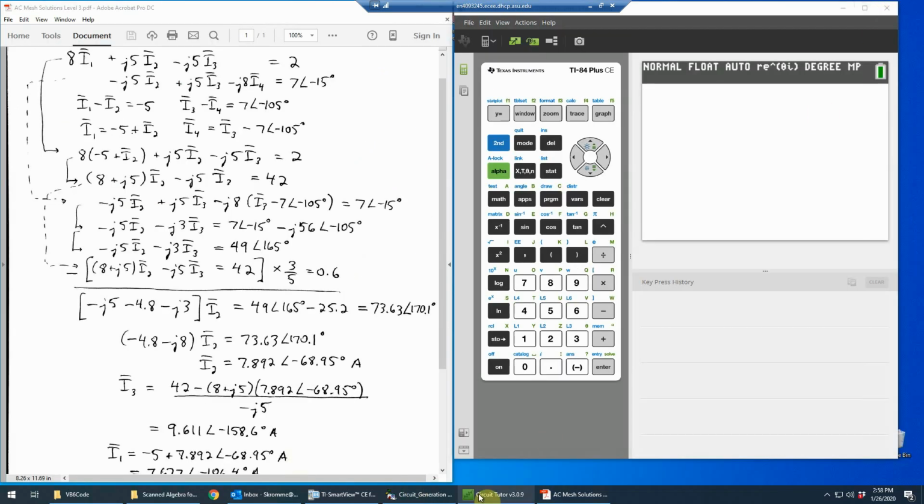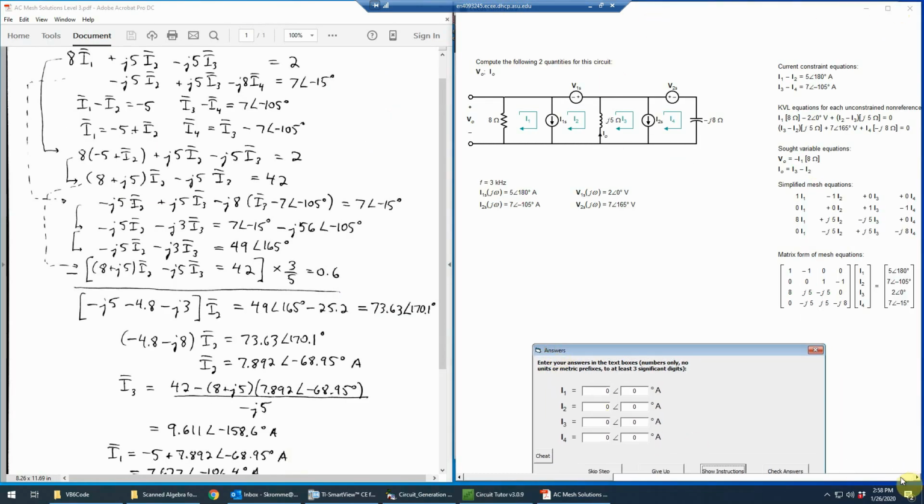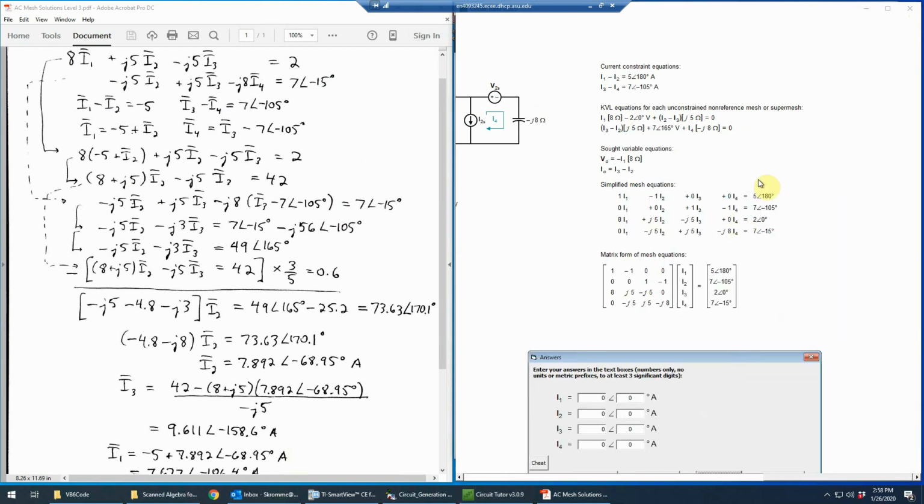Sorry, I meant to do that. Okay, I need to scroll over first. Okay, so here are the simplified equations.